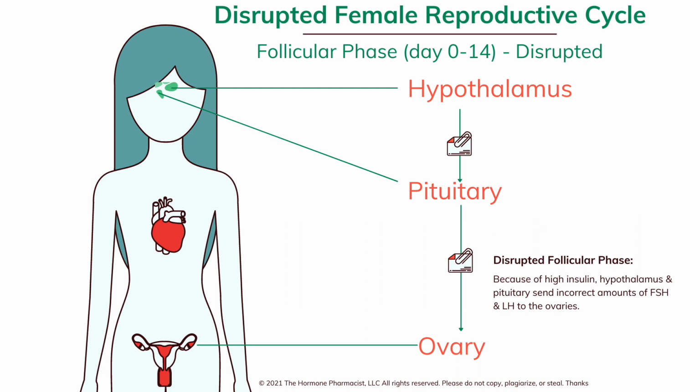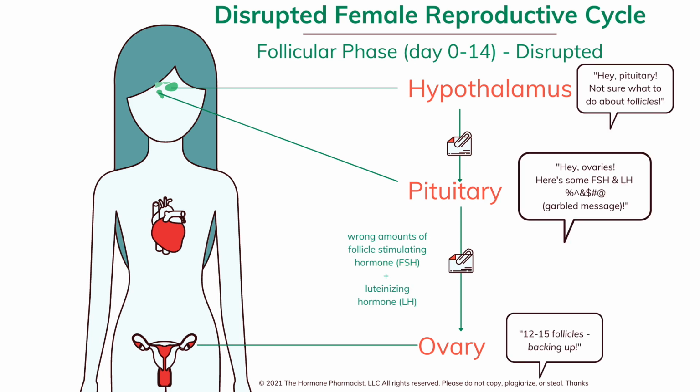Now, what we have here is a disrupted follicular phase, the early phase that lasts from day 0 to day 14. We have a message that goes from the hypothalamus to the pituitary and another one that goes from the pituitary to the ovary. But because of the high insulin levels, the hypothalamus and the pituitary are sending incorrect amounts of those follicle-stimulating hormones and luteinizing hormones to the ovaries. So we get wrong amounts of FSH and LH going from the pituitary to the ovary. The hypothalamus says, hey pituitary, I'm not sure what to do about follicles.